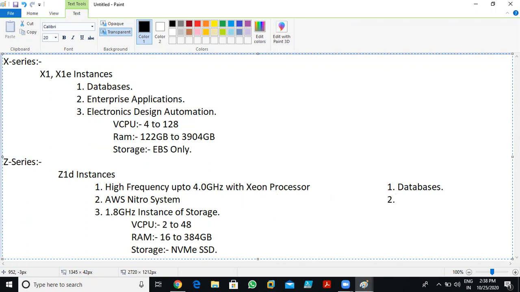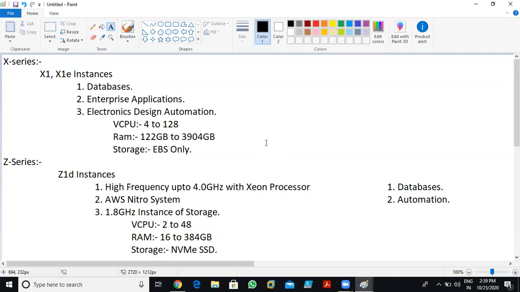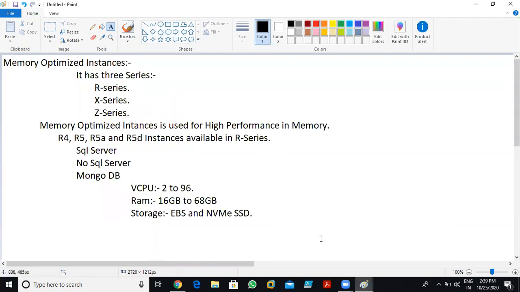This series also supports automation, electronic design automation also. And it gives you very high performance. The storage performance is high and the processor performance is also high in the Z series. It is used for databases, automation, and other applications as well. So that's what we have in memory optimization. In memory optimization, how many series do we have? We have three series: R series, X series, and Z series.